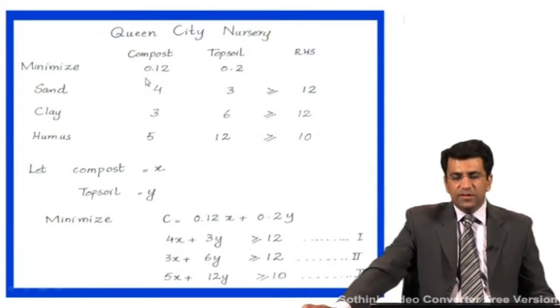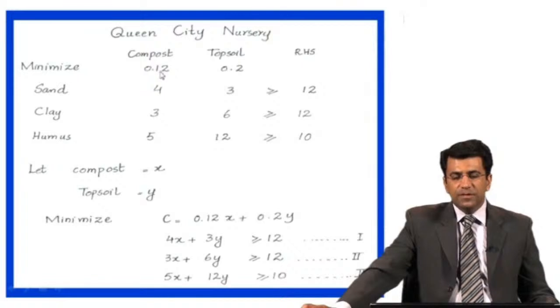This is the cost function, that is 0.12 of composite and 0.2 of topsoil. So what will be our cost function? Our cost function will be C is equal to 0.12x plus 0.2y. So this is our cost function. And what will be our constraint functions?